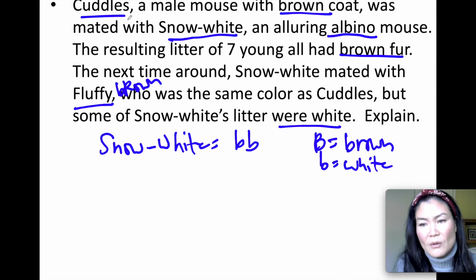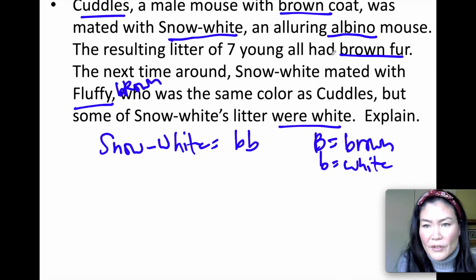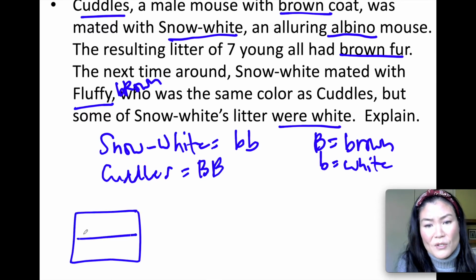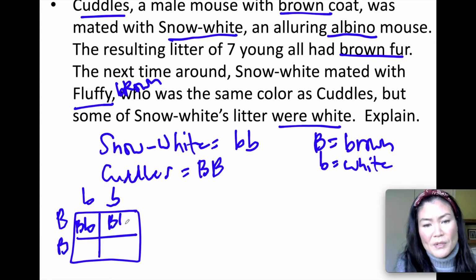Cuddles is brown, and all of their kids had brown fur. What does that say about him? What is his genotype? Most likely big B big B, because if you do a Punnett square for Cuddles and Snow White, 100% of their offspring are going to be brown. So most likely Cuddles is homozygous brown.